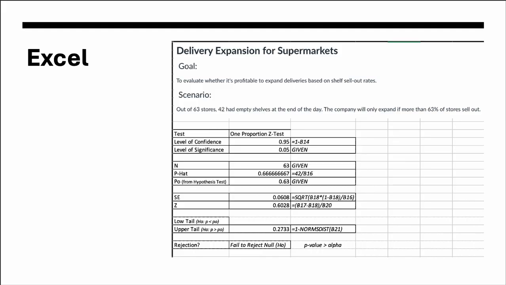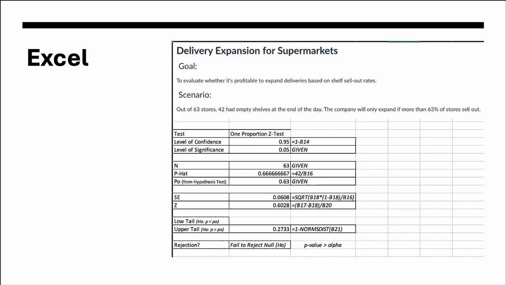So beginning with our Excel, we're given the goal to evaluate whether it's profitable to expand deliveries based on shelf sellout rates, in a scenario of 63 stores with 42 having empty shelves at the end of the day, and the company only expanding if more than 63% of stores sell out.